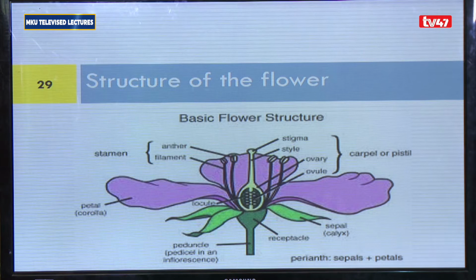The stigma tends to be sticky, and this is where the pollen grains land during the process of pollination. So for the structure of the flower, we say the flower is basically the reproductive structure of the plant that is made up of 4 sets of modified leaves. The 4 sets being the sepals, the petals, the stamens, and the carpels or the pistils.